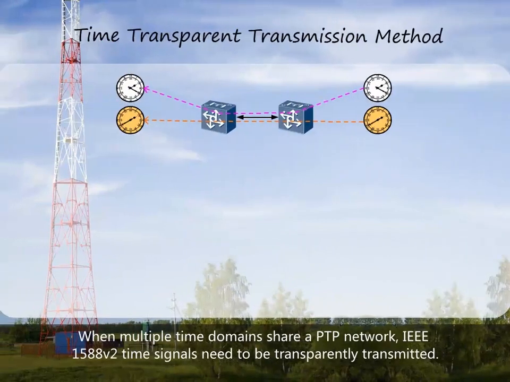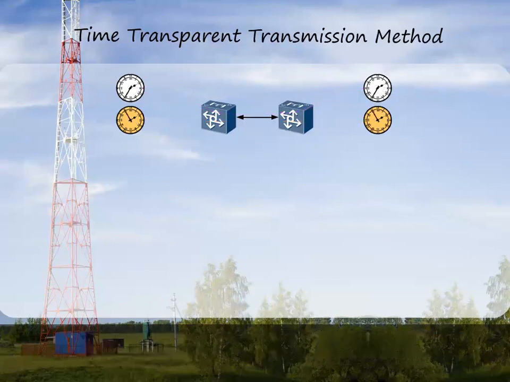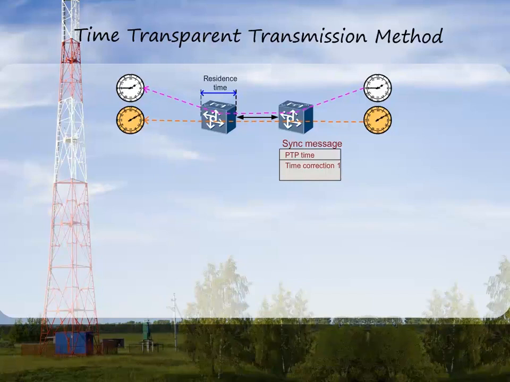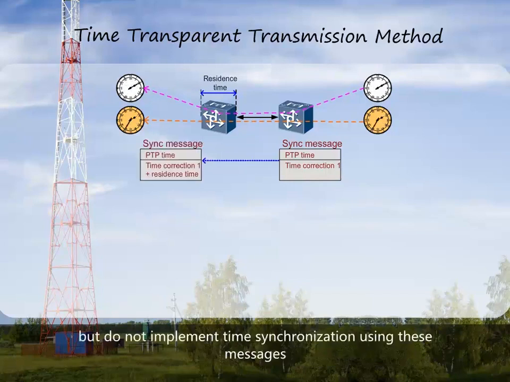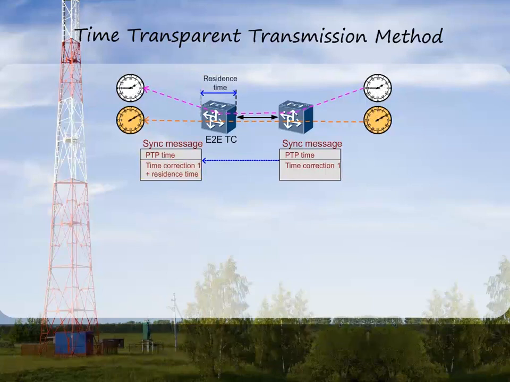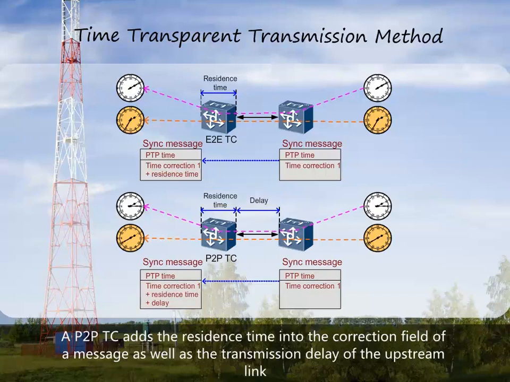When multiple time domains share a PTP network, IEEE 1588 v2 time signals need to be transparently transmitted. TC nodes only process and forward transparently transmitted IEEE 1588 v2 messages, but do not implement time synchronization using these messages. An end-to-end TC adds the residence time into the correction field of a message. A point-to-point TC adds the residence time into the correction field of a message, as well as the transmission delay of the upstream link.